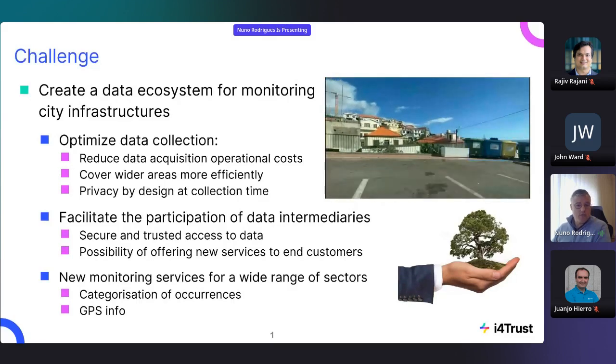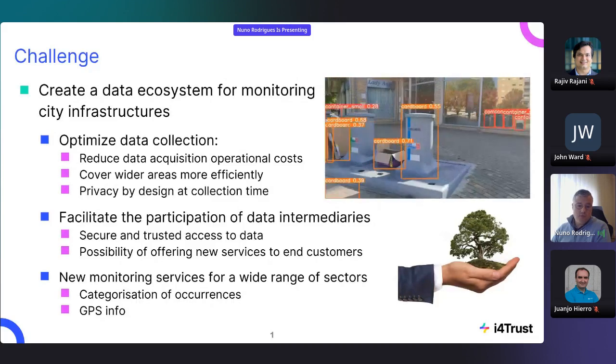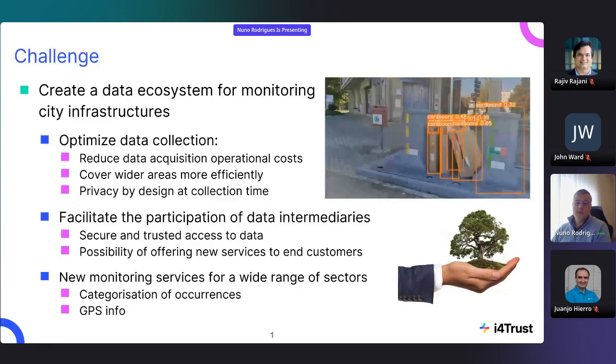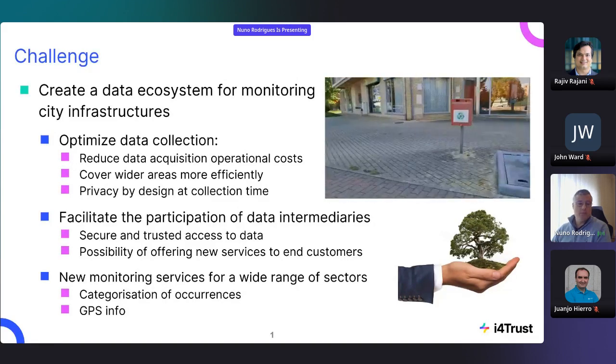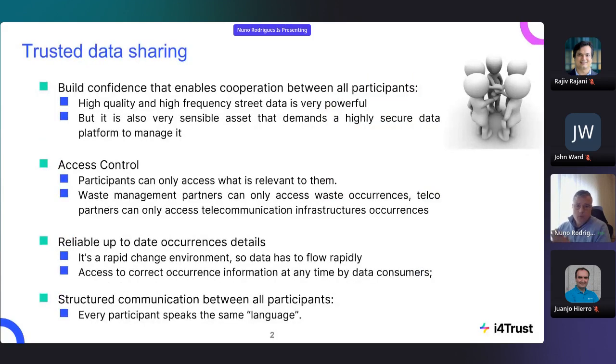However, there's a great challenge for the realization of these ecosystems, which is to have a secure and trusted data sharing digital infrastructure. And that is exactly what we propose to solve using i4Trust components. So here we need high quality and high frequency street level data. This is a very important source of data and a very powerful one, but it's also a very sensitive one. So we need to tackle two main factors to implement our experiment: access control and availability.